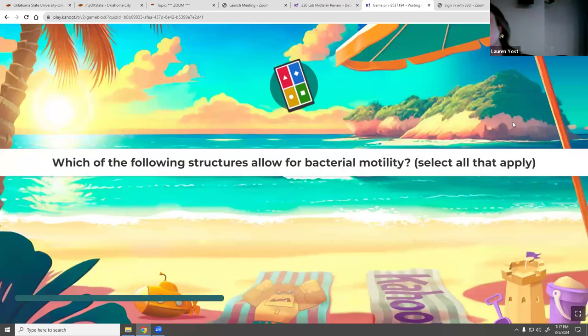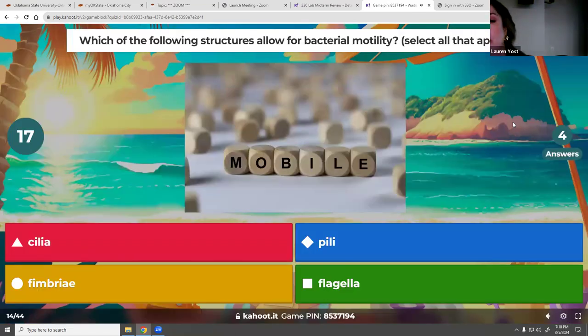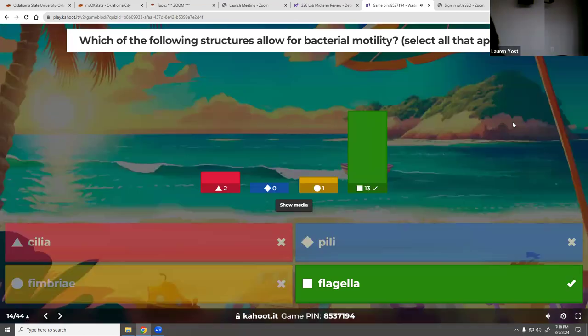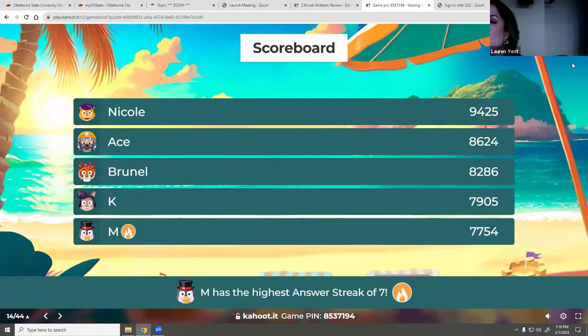All right, which of the following structures allow for bacterial motility? You can select more than one. How do bacteria get around? Well, the answer is only one of them, by the way. Surprise. This is one of those ones I didn't set up the trick very well. So this one's flagella, and they only have flagella. That's the only way they get around. Remember, bacteria do have fimbriae. That's for attachment. And the pili is for sometimes attachment, but also for transferring their genetic information, right? Horizontal gene transfer. And then the cilia is something we see mostly on eukaryotes.